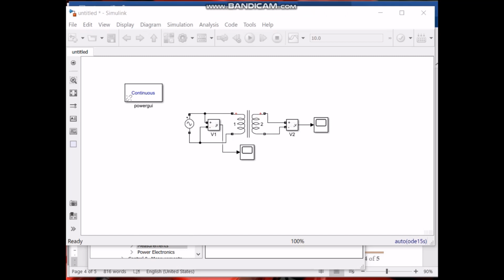Okay, so that's it from lab number one. We will meet again for lab number two, that is basically the open circuit test of the transformer. There are several other tests that we perform on the transformer. So why do we perform the short circuit test and open circuit test? Well, we will discuss in the next video.